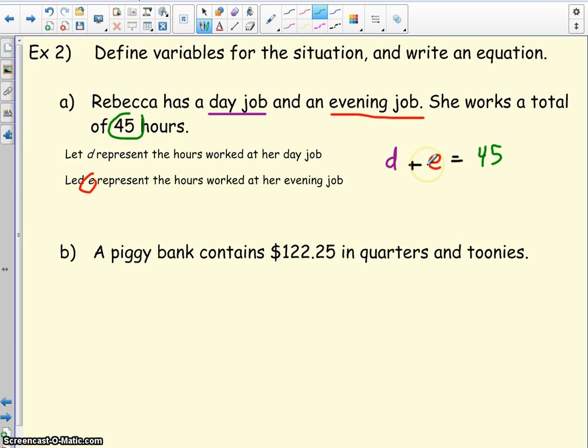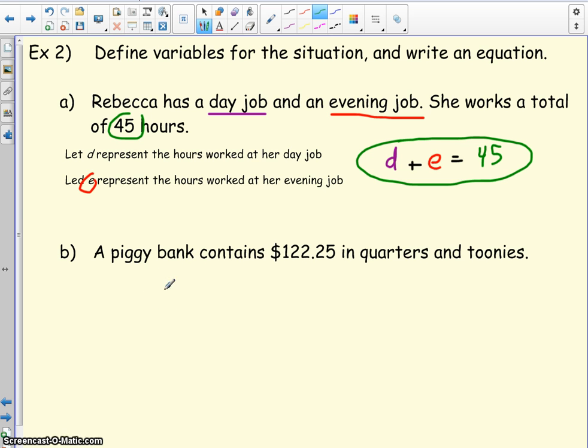Now, again, we can't actually solve for D and E at this point because there are lots of different combinations that can make this true. She could work 40 hours at the day job, 5 hours at the evening job, or all 45 hours at the day job and no hours at the evening job. There are infinitely many answers here that we could use, but this would be an equation that would represent the information given. Okay, if we want to solve this, we would need more information. So with that in mind, I'd like you to try B on your own.